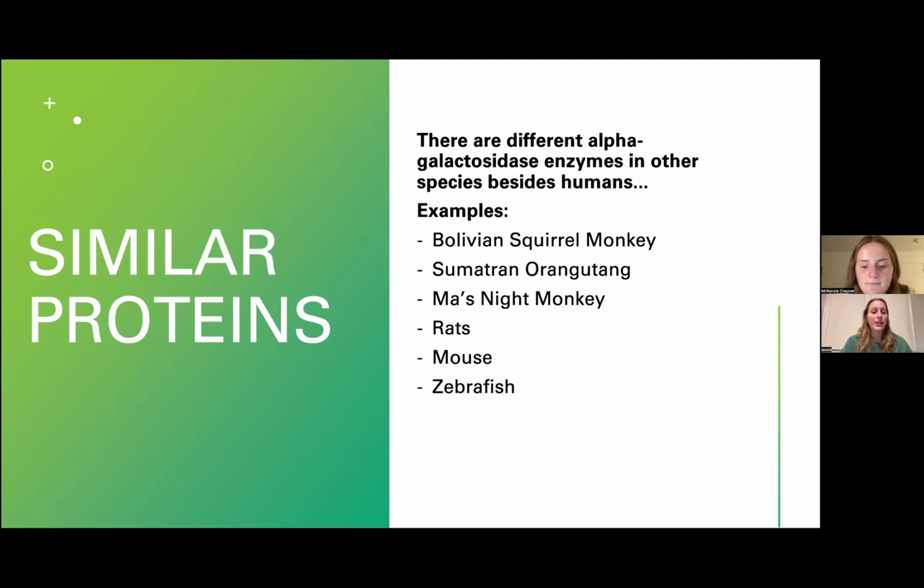So we ran an alignment and we found similar proteins. The first three are the Bolivian squirrel monkey, the orangutan, and the night monkey. And those three share about 90% of their identity with the alpha galactosidase in humans. This is just a different version of alpha galactosidase in these species. And then the last three, rats, mouse, and zebrafish, only share about 50% of their identity with the alpha galactosidase that we find in humans.